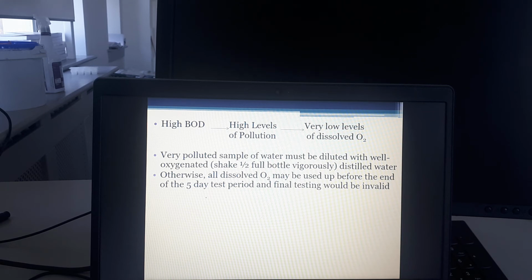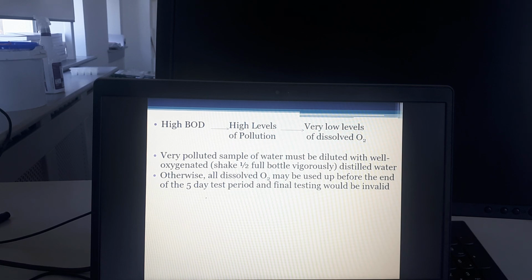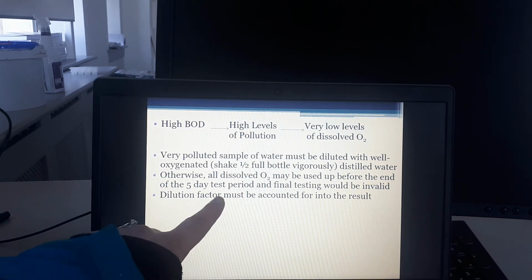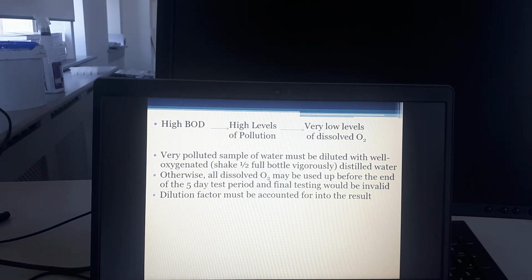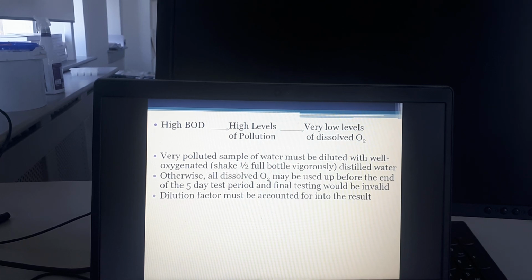If my sample is extremely polluted, and if I don't do this, all my dissolved oxygen may be used up before the end of the 5-day test period. So all the dissolved oxygen could have been used after day 1, or it could have been used after day 5. So it basically renders my final testing result invalid. Okay, when we do this, we obviously have to take this dilution factor into account as well. And I will be coming back to doing a few sample calculations with you.